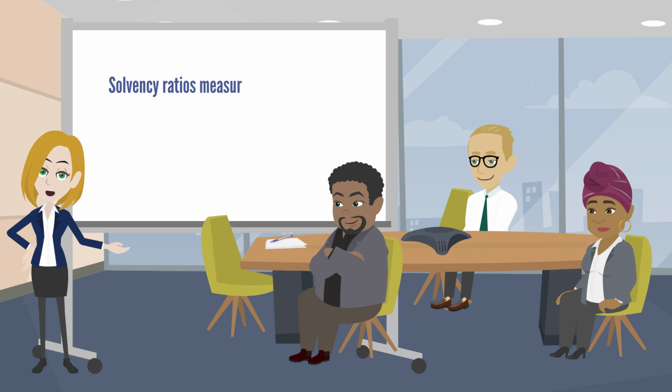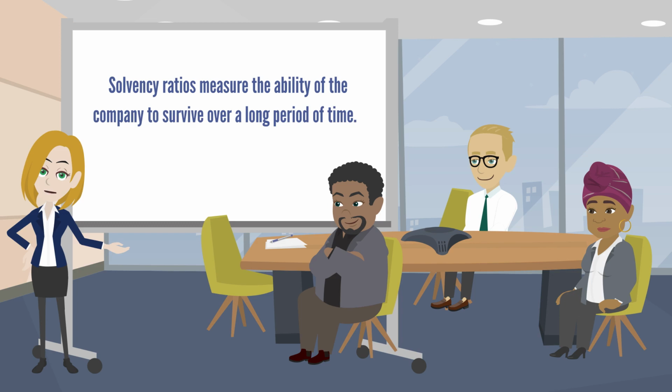Solvency ratios measure the ability of the company to survive over a long period of time. Long-term creditors and stockholders are interested in a company's solvency, particularly in its ability to pay interest as it comes due and to repay the balance of debt at its maturity.